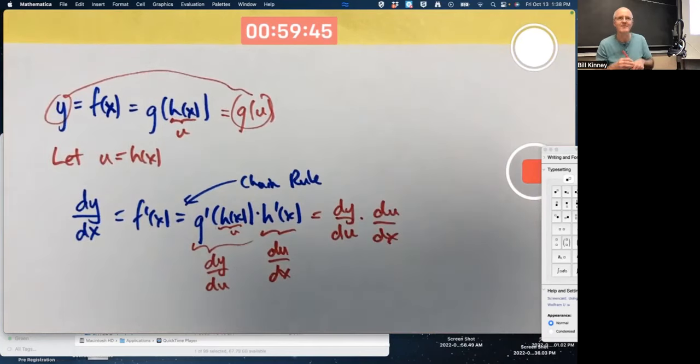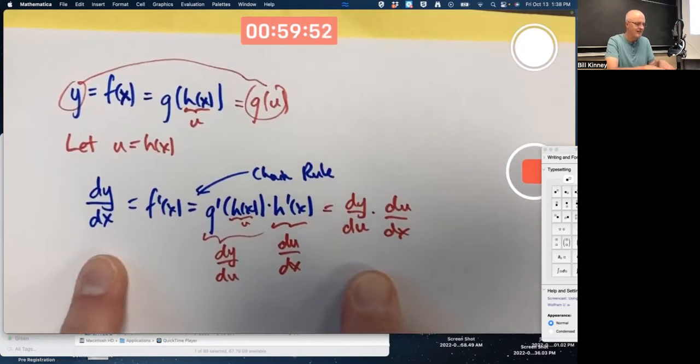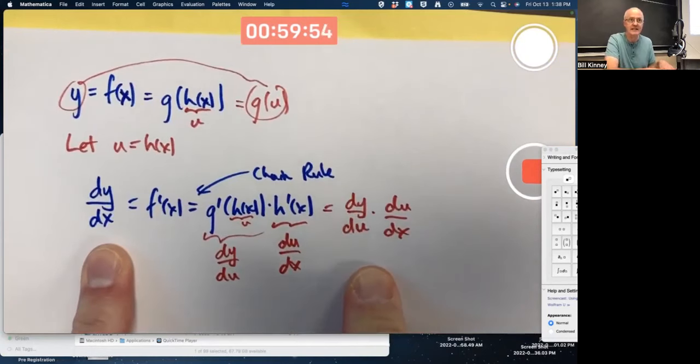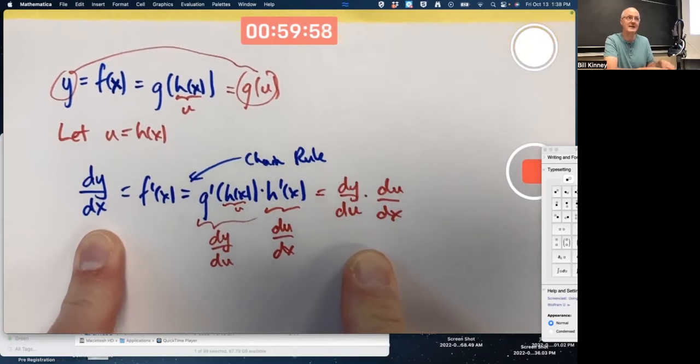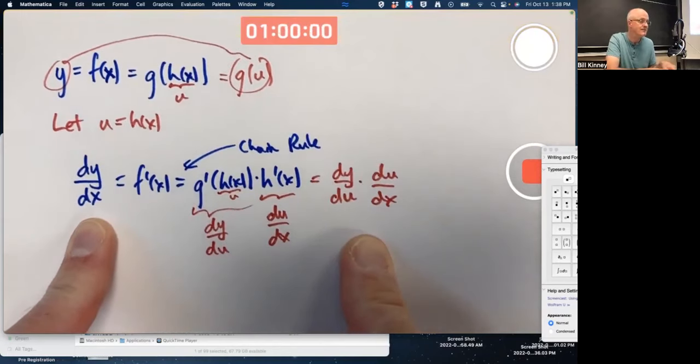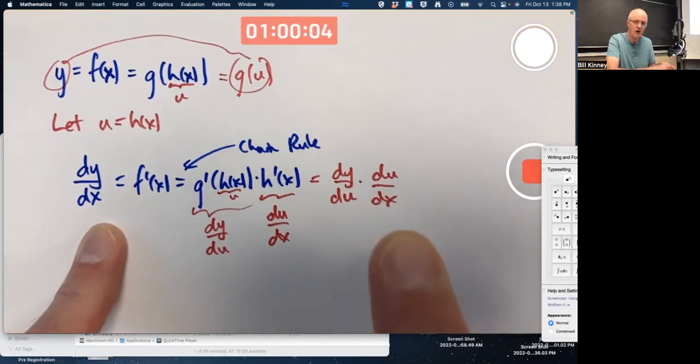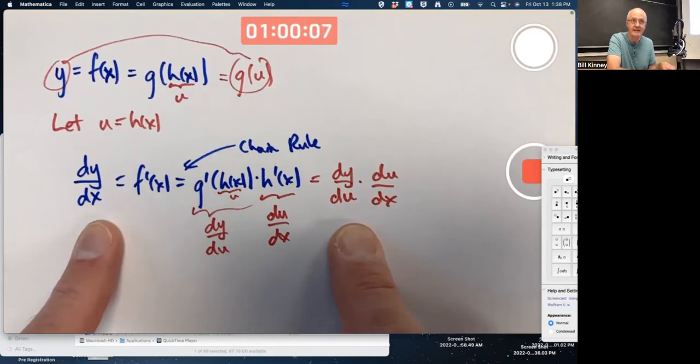And that's convenient, you might say, because even though I've told you before these things are not fractions, I've also said it often doesn't hurt to pretend they're fractions. And if you pretend these things are fractions, it's like you can go from here to here by canceling the du's.